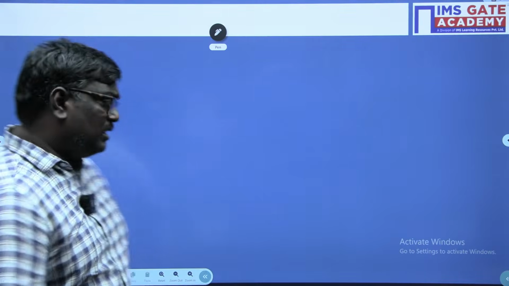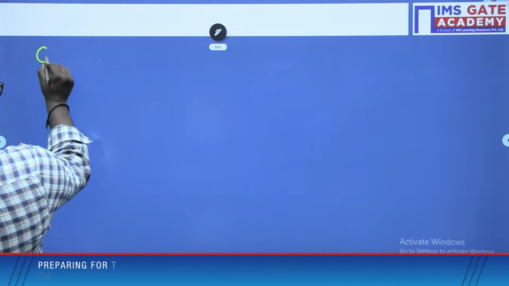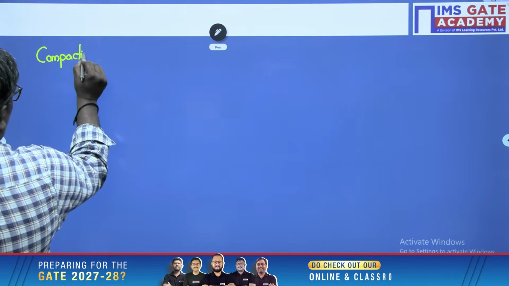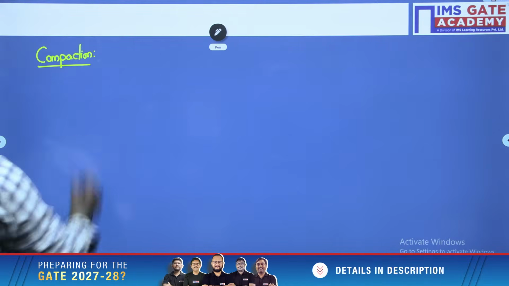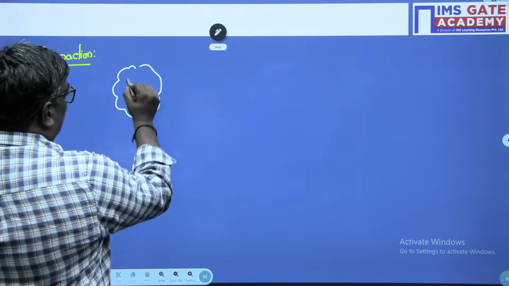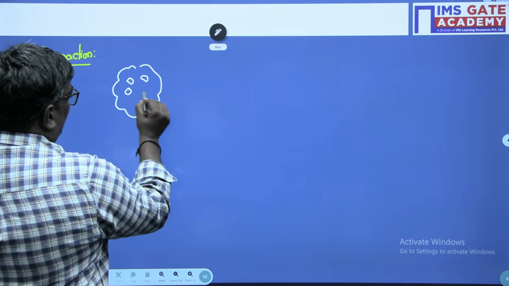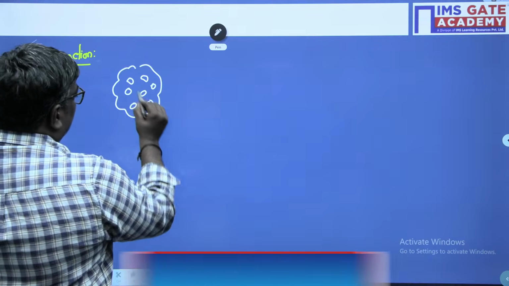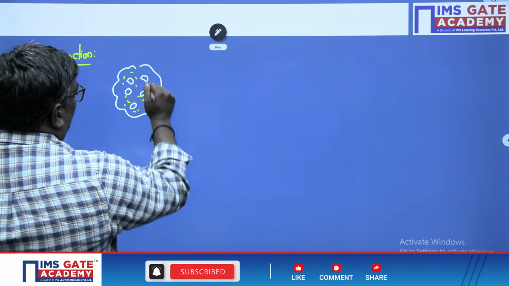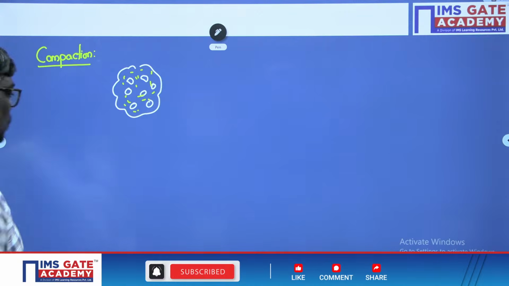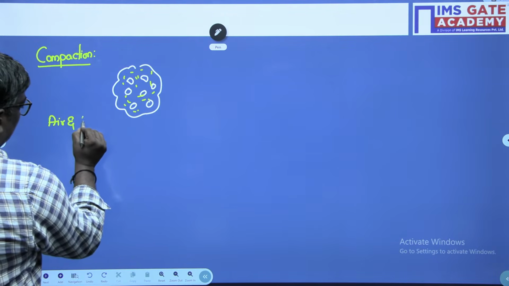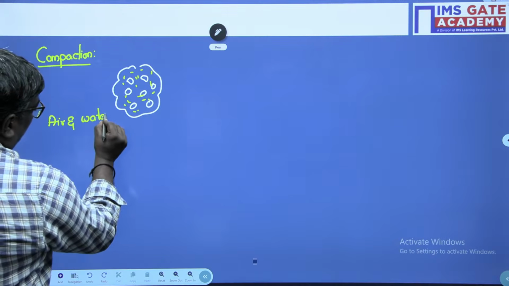Now see, students, let us understand compaction. So what is compaction? If you consider here a soil mass, in this there can be water or there can be air. So if you consider removal of both air and water, if you remove air and water, I hope you are following, students.